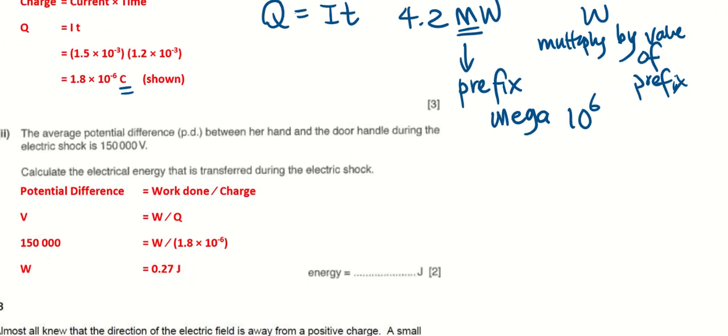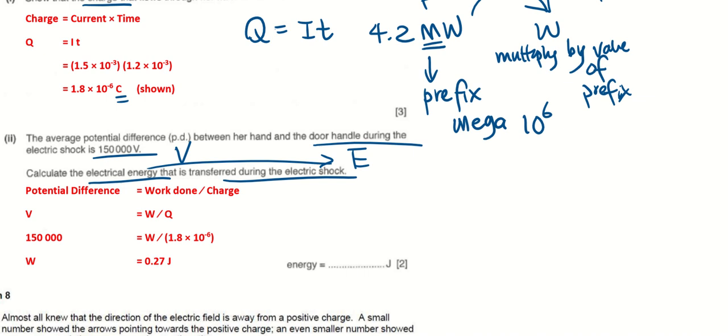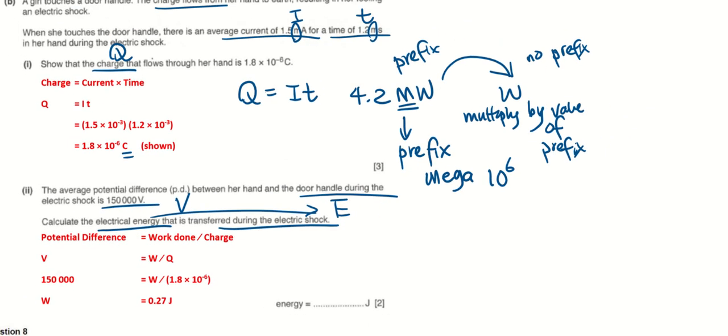Okay, then the average potential difference between her hand and the door handle during the electric shock is 150,000 volts. Okay, so this is the potential difference. So this is my V. Calculate the electrical energy. So this is my E that is transferred during the shock. It is a continuation of the above question.